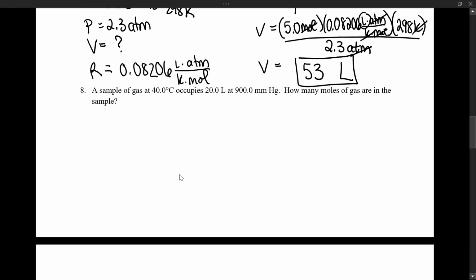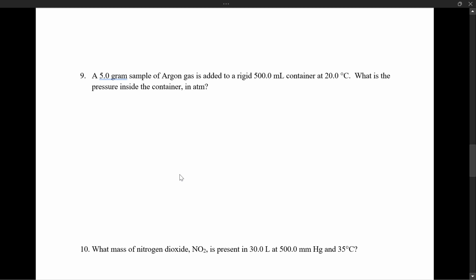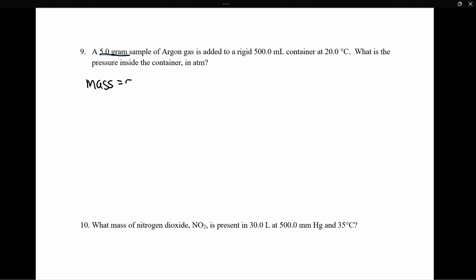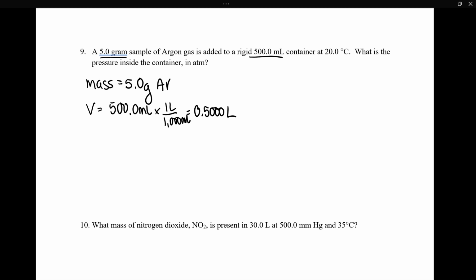Okay, let's look at one other example. I'm going to scroll down and look at an example where we are given grams. So in this problem, let's again go through and write down what we know. We're given a mass this time, which is 5.0 grams of argon. And then we have a volume of 500 milliliters. I'm going to stop and convert that into liters because I've learned my lesson that this should be in liters. So that's 0.5000 liters. I still want to write it with 4 sig figs because that might be important later on.